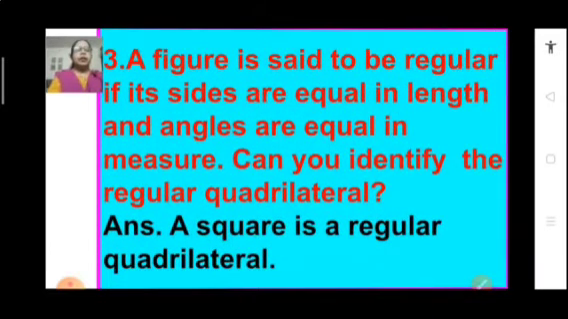Question number 3. A figure is said to be regular if its sides are equal in length and angles are equal in measure. Can you identify a regular quadrilateral? Yes, we have a square where all the sides are equal and all the angles are equal. So we can call a square a regular quadrilateral.